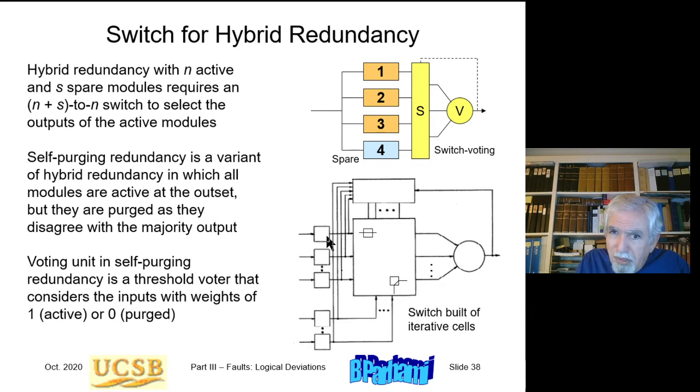Okay, so these 3 signals coming from these units are forwarded to the voter by these straight paths through the switches.